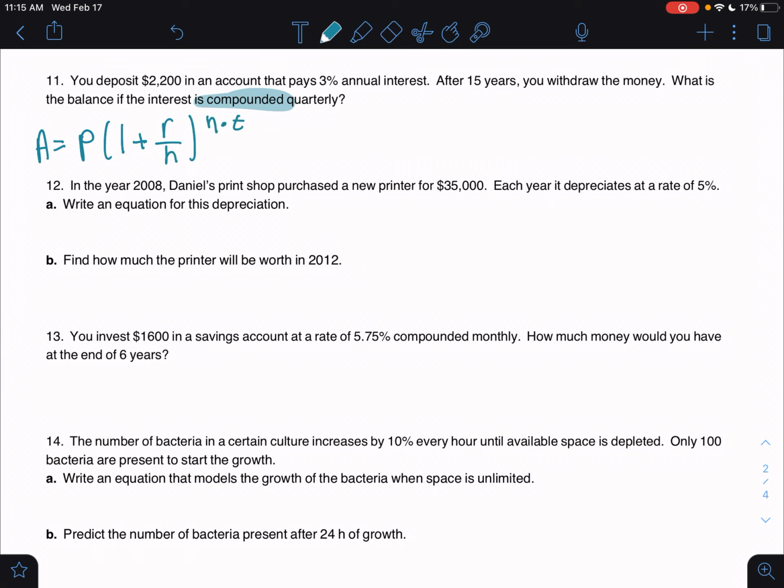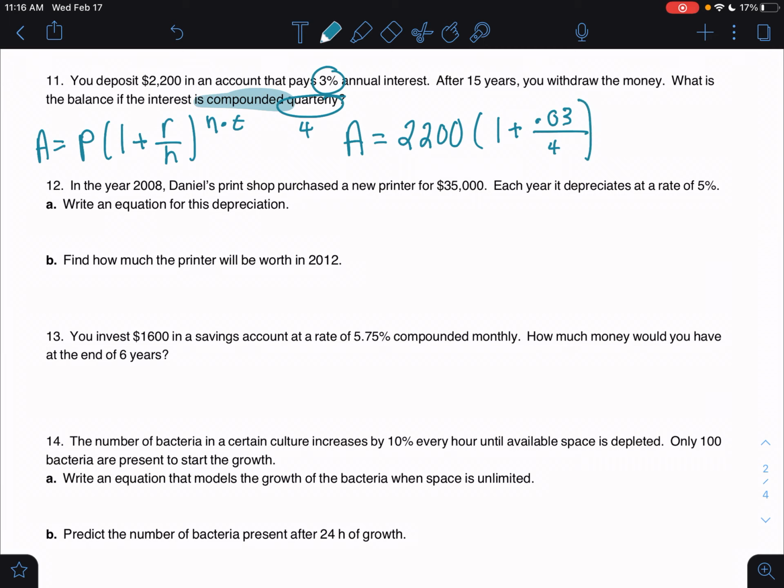So A equals P, that's our starting amount. Just like in our previous ones, that first number is your starting amount. So that's going to be my 2,200. And then I have 1 plus. Now we have R over N. R is the rate, so that's our 3%. So that's going to be in decimal form, remember. Now, the N is how often it's compounded. Ours is compounded quarterly. Quarterly means 4. 4 times a year, quarter, 4. So that's going to be 4. And then to the N times T.